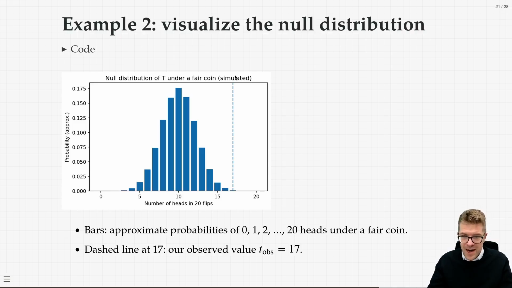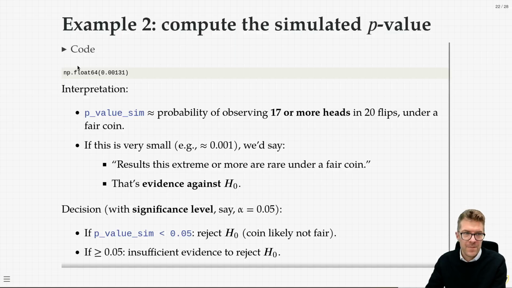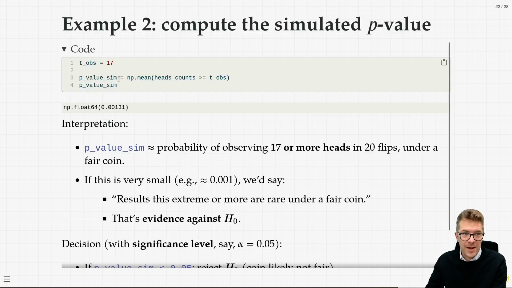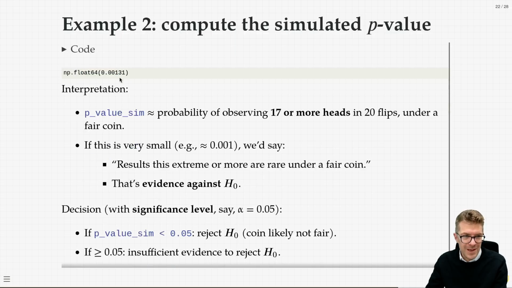Anyway, so here's our actual observation of 17. What is the probability of actually seeing 17 heads amongst 20 flips? So we can just compute the probability. There's not much to it here. We're just looking at the actual p-value. What is the probability that the head counts will be greater than or equal to the particular observation we have, which is 17? So the actual probability is 0.131%.